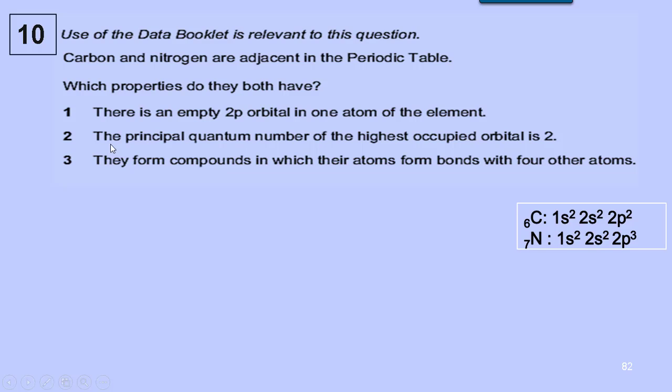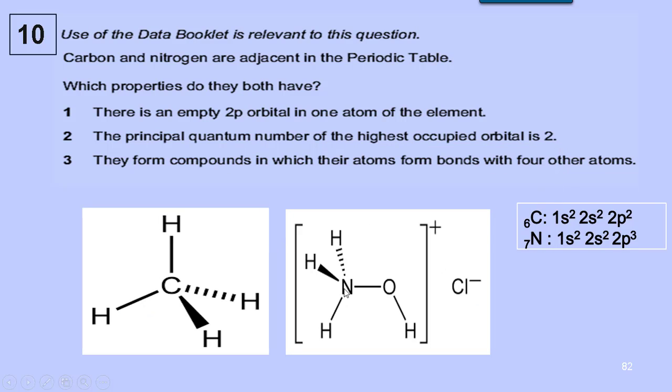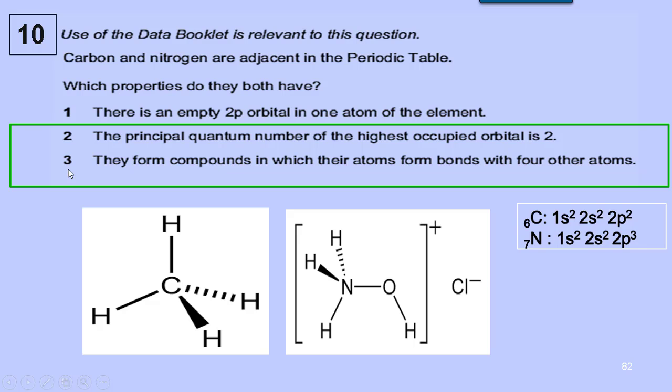The second statement, the principal quantum number of the highest occupied orbital is 2. Of course, this statement is right because we have here the highest quantum number equals 2. Statement 3, they form compounds in which their atoms form bonds with 4 other atoms. Let's take a look. This statement is correct. We can see here carbon and nitrogen are bonded with 4 other atoms. The correct choice here is 2 and 3.